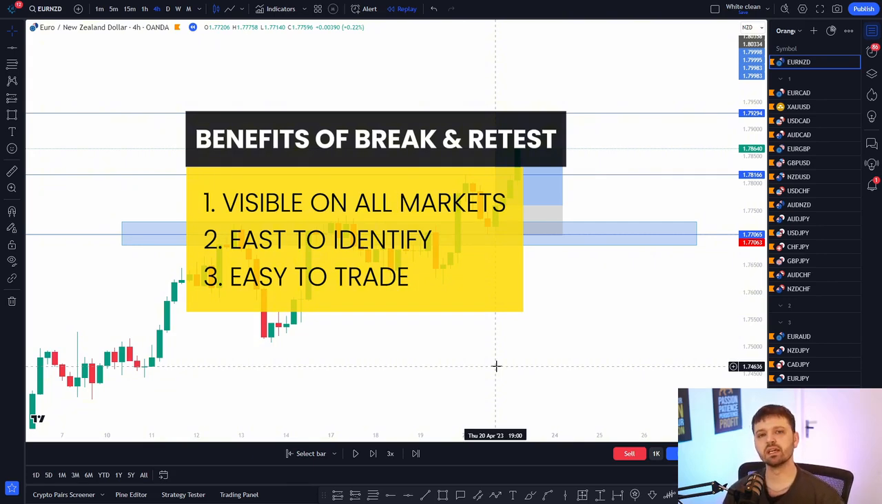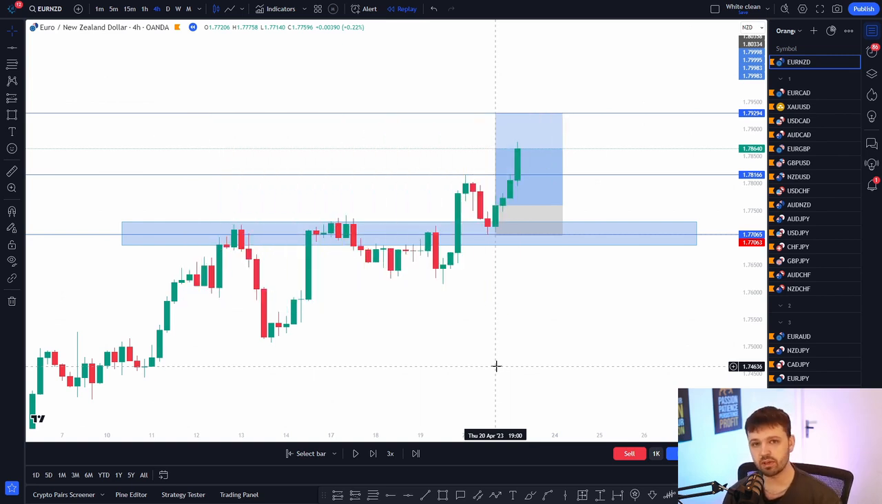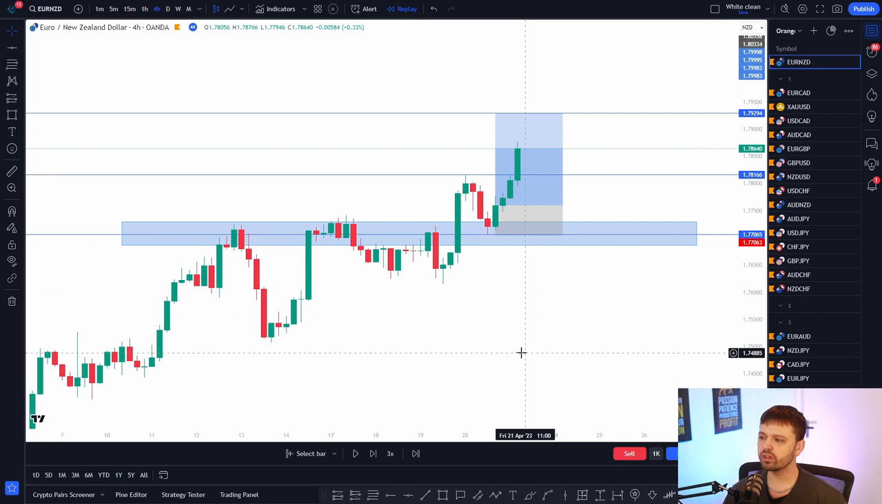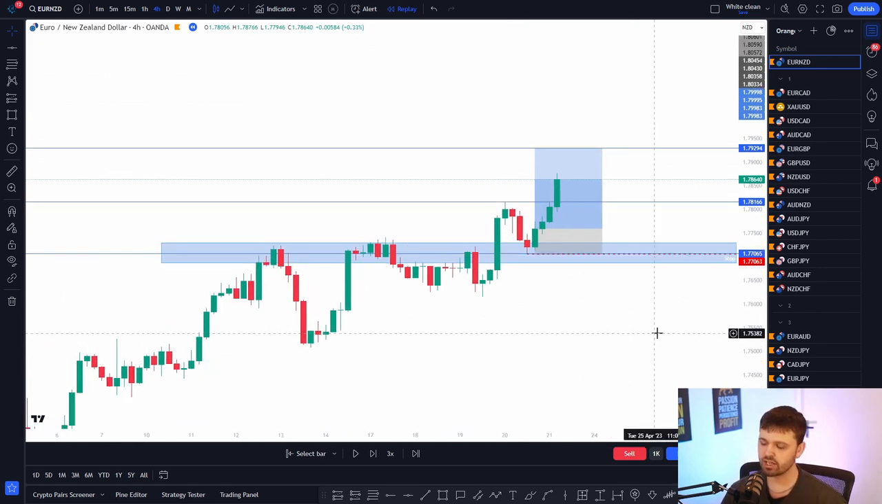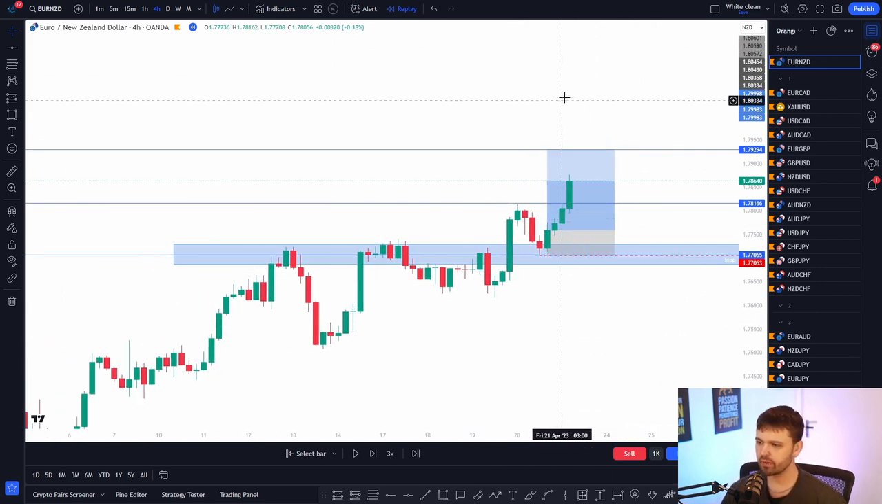And when using a multi-time frame approach, you can look at the break and retest for an entry on the 5 or maybe even the 15-minute, and then look at high time frame levels on the 4-hour or daily. So it doesn't really matter what time frames you're using, but here we are using a 4-hour as our entry time frame, and then we're looking at higher time frame levels for targets on the daily and weekly.